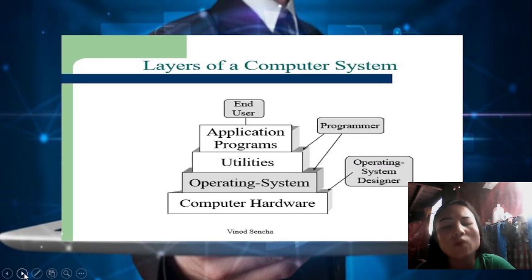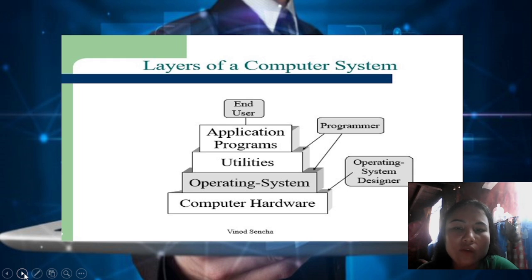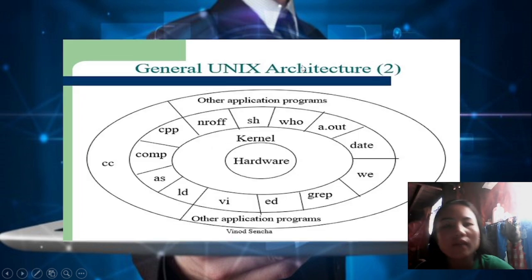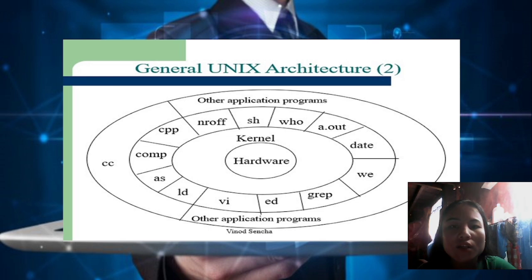Next, the use of a computer system, which is the end user, application programs, utilities, operating system, computer hardware. It connects the programmer and the operating system designer. This computer hardware typically connects to the operating system designer, then the operating system, then utilities, and application programs are connected with the programmer. General UNIX architecture. So this is the example of general UNIX architecture, which is other applications of program, hardware. This image is the example.